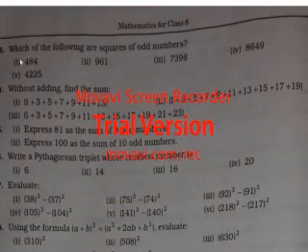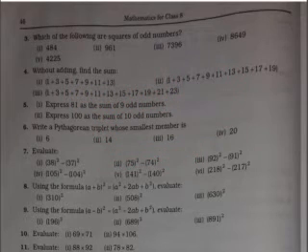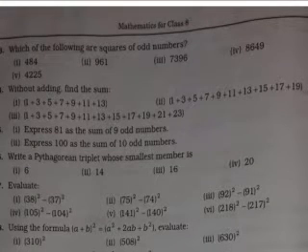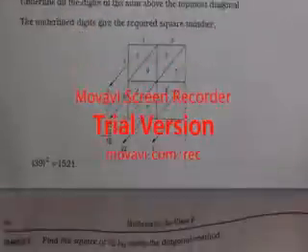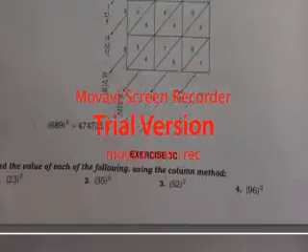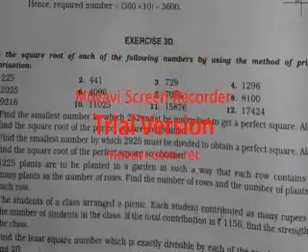Which of the following is a square of an odd number? That doesn't mean that if it is odd, then it will be a square of an odd number itself. You have to check for that, whether it is a square of an odd number or not. If it is even, then simply you can say no, a square of an odd number is odd. So since it is an even number, it is not a square of an odd number. But if it is odd, then you have to check.